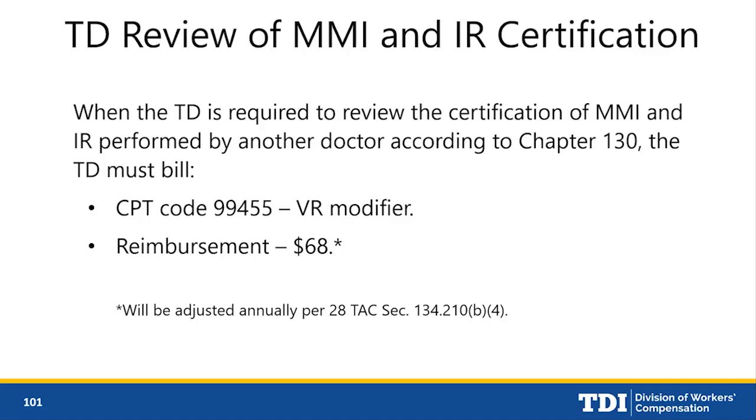Treating doctors, this is unique to you because you're in charge of coordinating all the care for that injured employee. You might receive a DWC 69 form from another doctor certifying this person is at MMI and they've assigned an impairment rating. Hopefully you would have done this first, but if not, you might receive this and review it and then indicate whether you agree or disagree. For the review of that report, that certification, you would bill 99455 with the VR modifier. Reimbursement would be at $66.